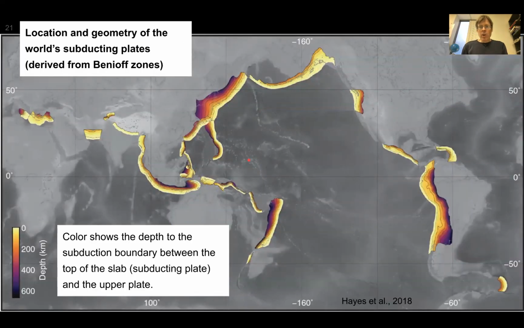And taken together, this shows the location and geometry of the world's subduction zones, principally defined from these Benioff zones. So this is the Aleutian, Alaska subduction zone. This is the Cascadia, where Juan de Fuca subducts beneath North America. This is Cocos Plate, South America, Tonga Kermadec, and so on. So this is a really terrific picture of not only where the subduction zones and convergent boundaries are, but after these plates meet, what is the shape of them as they go down into the Earth's mantle.